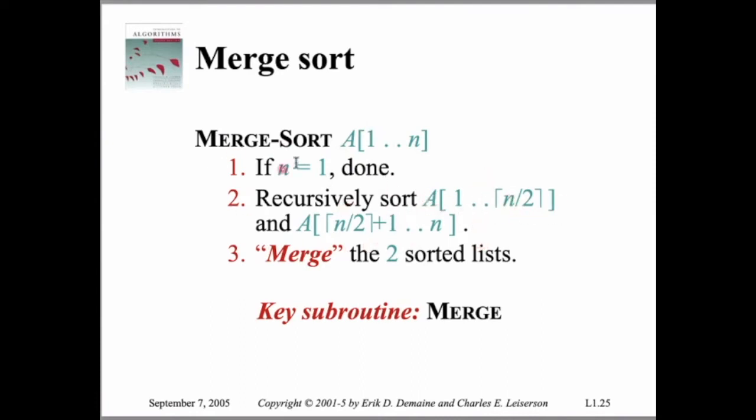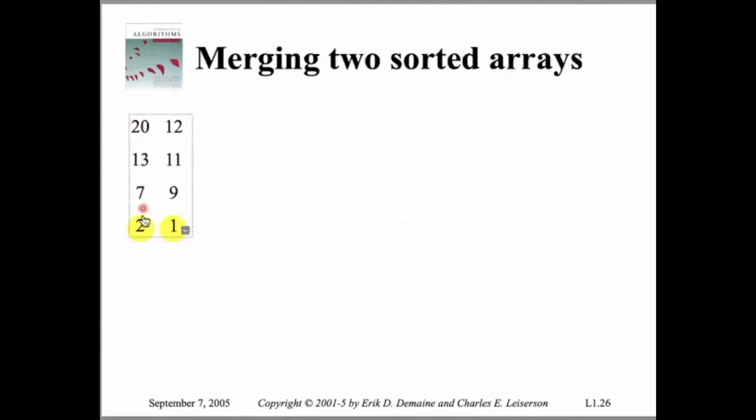So this one is a recursive algorithm for sorting, and there's a special procedure to merge the two sorted lists. This is called the merge subroutine. What the merge subroutine does is, if we have two sorted arrays, for example, 2, 7, 13, 20 and 1, 9, 11, 12, the final list will be a list containing all the elements of the two sorted arrays in a sorted manner.